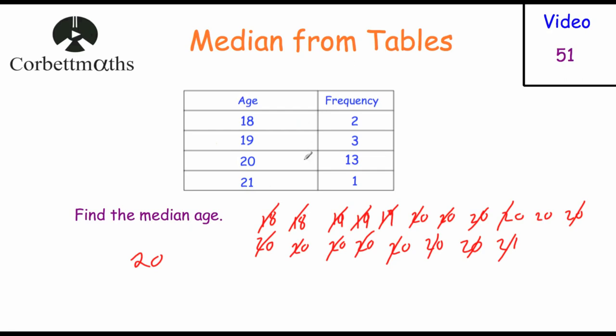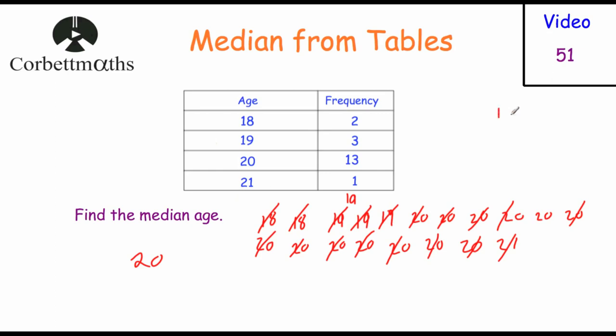So that's one way to do it, is to list down all the ages in one list and then just find the middle one. Another way to do it, though, is we can consider the frequencies. Altogether, we've got 2 people, 3 people, another 13 people, and 1 person. If you add those up, you'll find there's 19 people altogether. And if we were to line up 19 people, the median person would be the 10th person. Let's see why that would be.